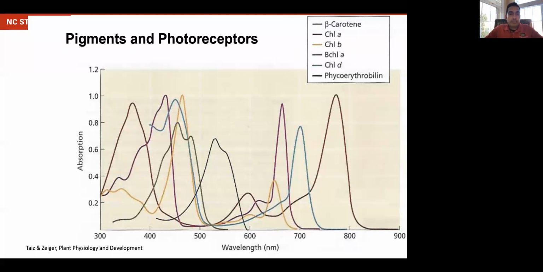I took this scan from Taiz and Zeiger, a plant physiology book, the latest edition. You can see how there are different pigments and photoreceptors that have specific absorption peaks and a good spread of absorption across the wavelengths. All of these photoreceptors, or a version of them, are present in plants. Therefore, plants have developed a unique and very advanced photoreceptor system to change their growth, architecture, and development based on light quality and light color.